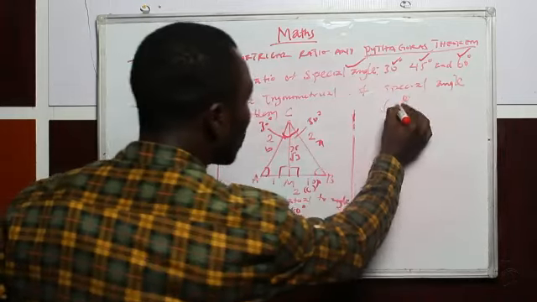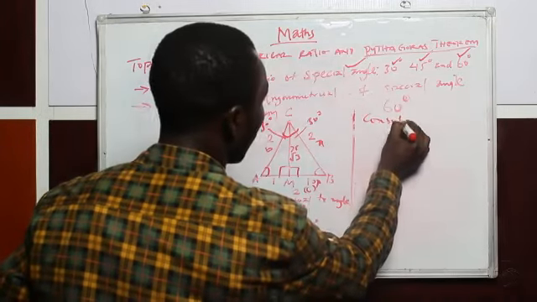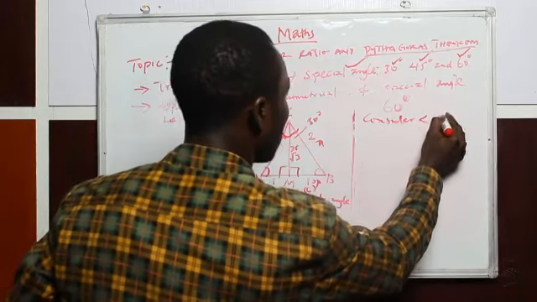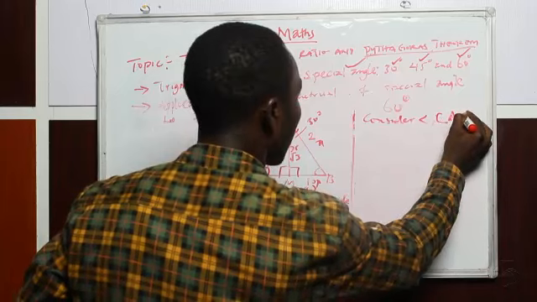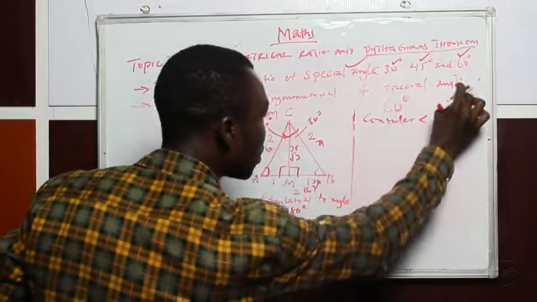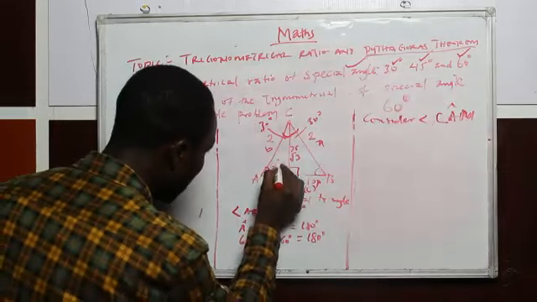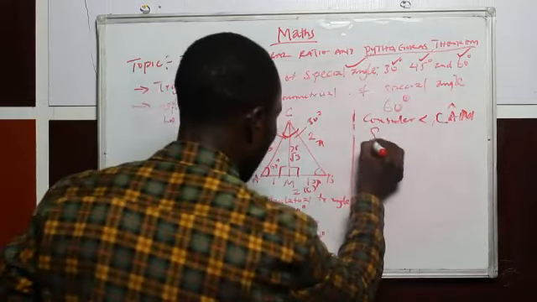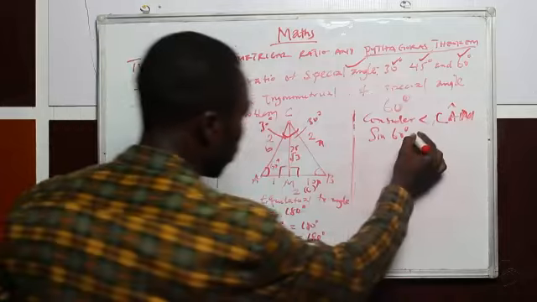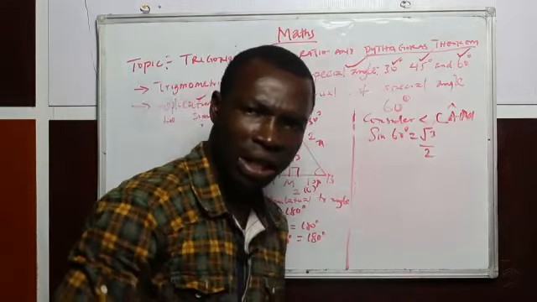Here, consider this triangle. Consider triangle ACM. This is the angle we are talking about. This is telling us that we are working on angle A, which is 60 degrees here. Now, what is sine 60 degrees? Sine 60 degrees means opposite over hypotenuse, which is equal to root 3 over 2. Check your calculator. Root 3 over 2 is correct.